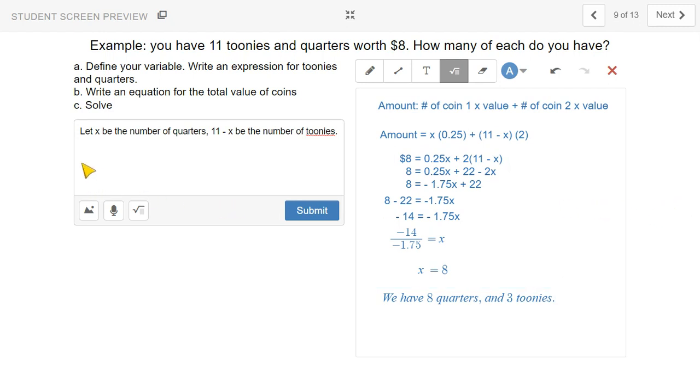So what did we do? Let's recall the steps. First, we used the total number of coins that we had and wrote a value for quarters and toonies. Then we used the second piece of information about the value and wrote an equation for the amount. Once we substituted everything in, we were able to solve. We got our x value, and then we found our second value.